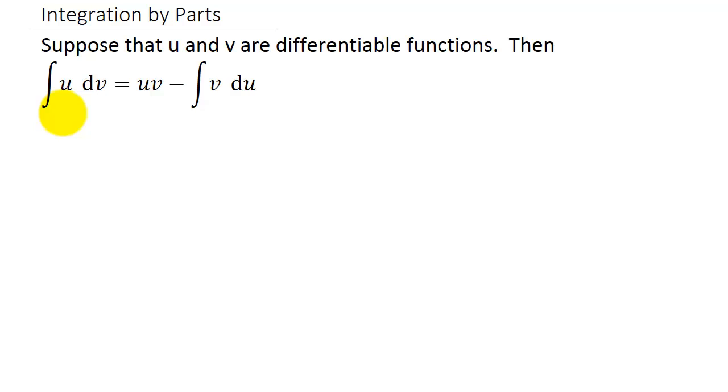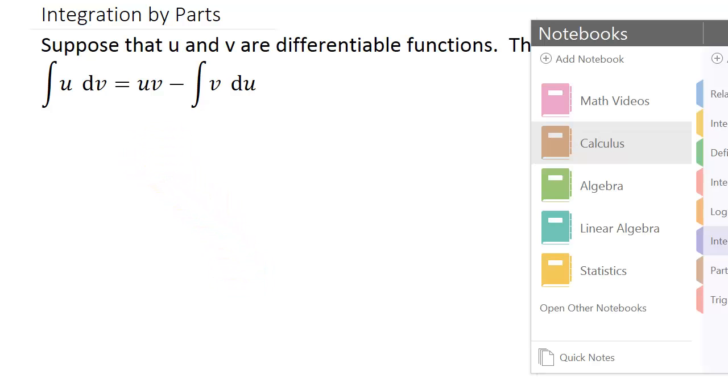Alright, so integration by parts. This will be my fifth example. Alright, u and v are differentiable functions. Then the integral of u dv is equal to uv minus the integral of v du. And the dv, we want to let it equal the more complicated function, provided that there's an integration rule for that function. Okay, so let's take a look.